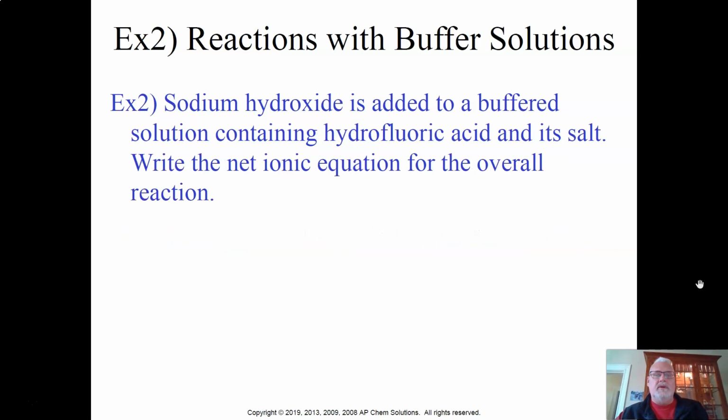Okay, so try this one on your own. Little review of how to do this same thing. Hit the pause, write that reaction out.